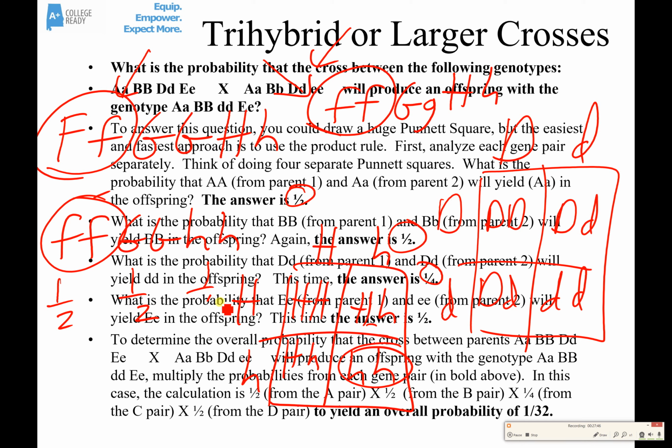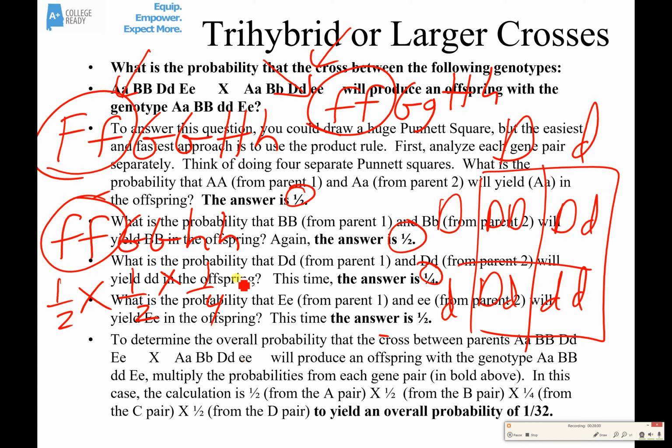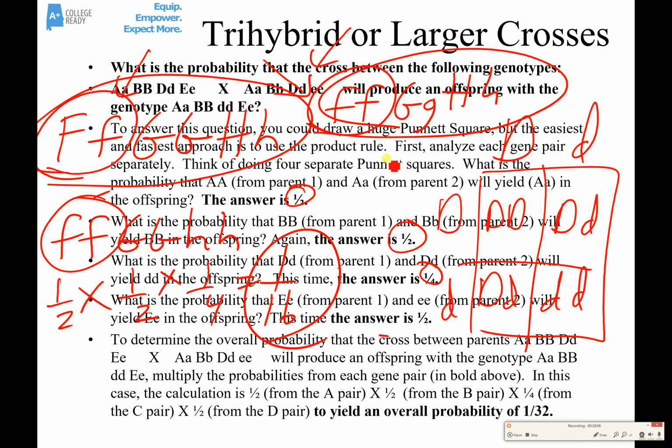Write that down. So to calculate the probability that we get all three of these outcomes, we need to multiply the probabilities of each pair of genes. So 1/2 times 1/2 times 1/4. That's going to give us 1 out of 16 as the probability that this parent and this parent will produce an offspring with that genotype.